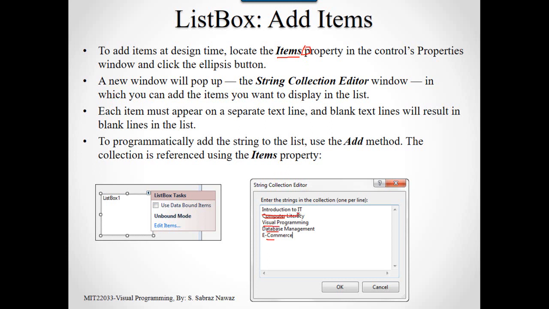Here we have given 5 items: introduction to IT, computer literacy, visual programming, database management, and e-commerce. All these 5 items will be displayed in this Listbox once you click this OK button. If you press the enter key once, you can add a blank line here. This blank line will also be added in the Listbox, right? So that's how it works.